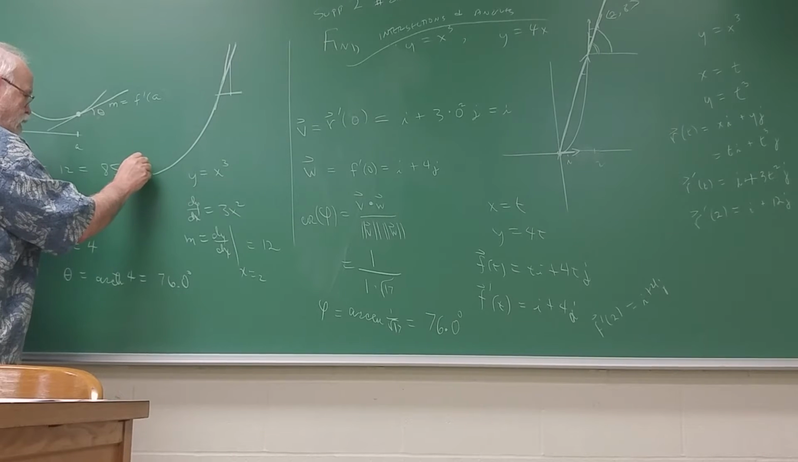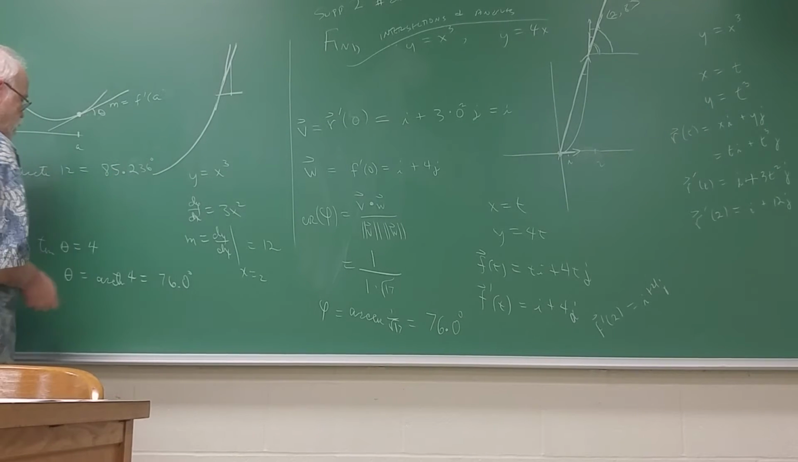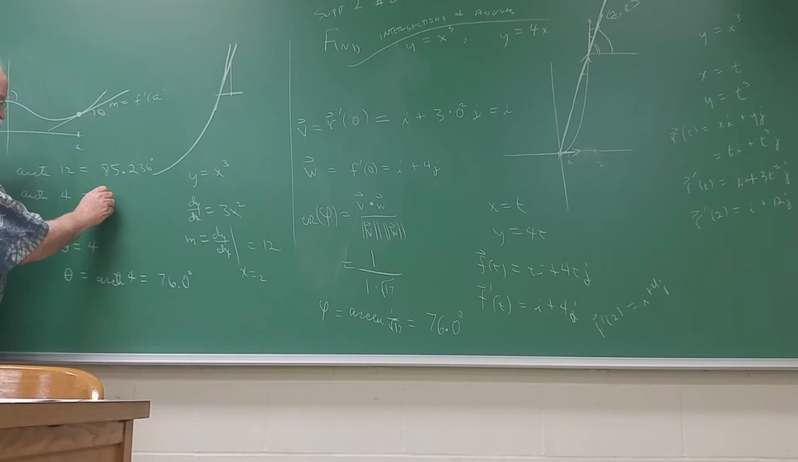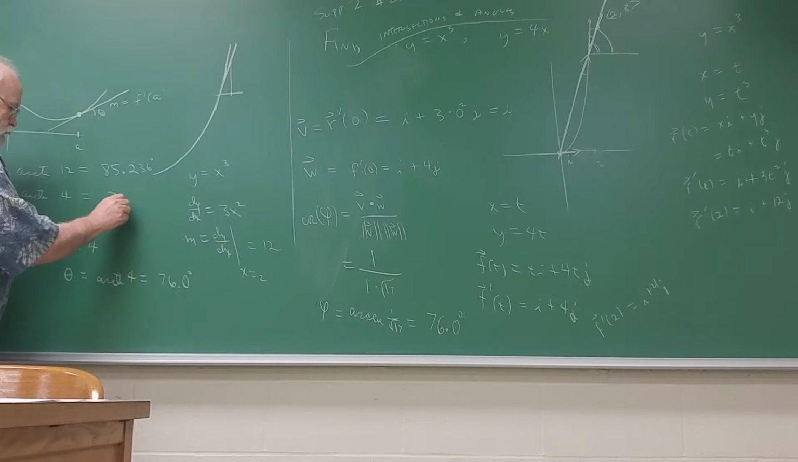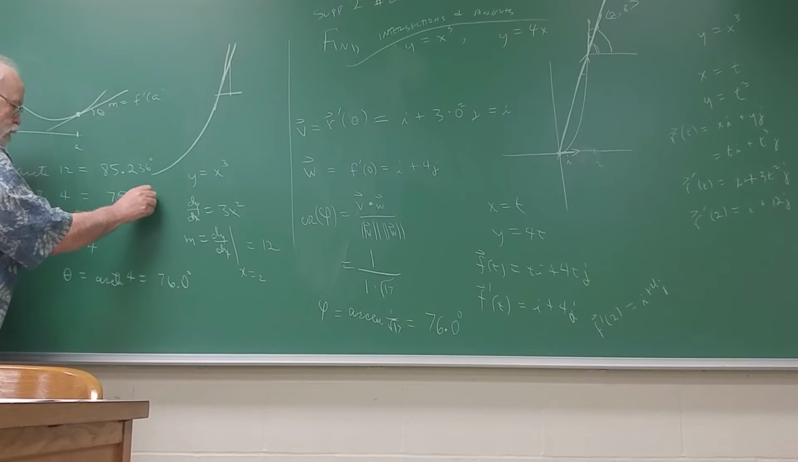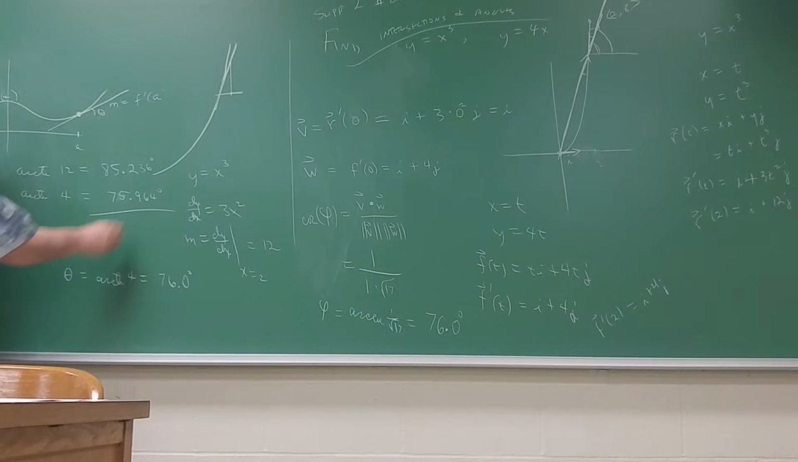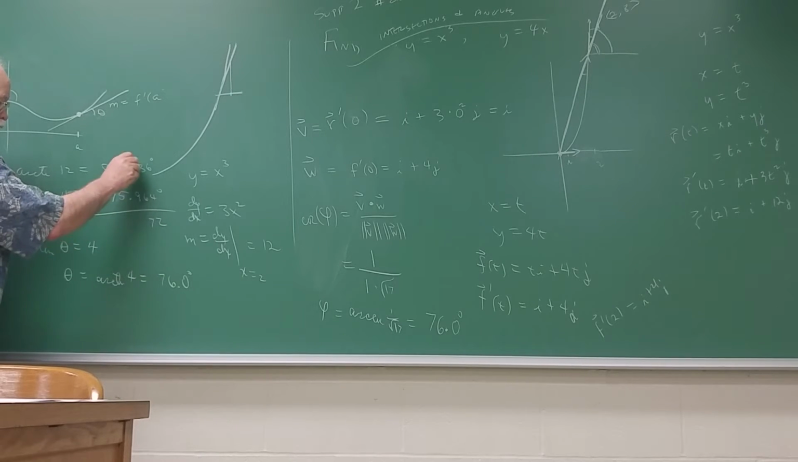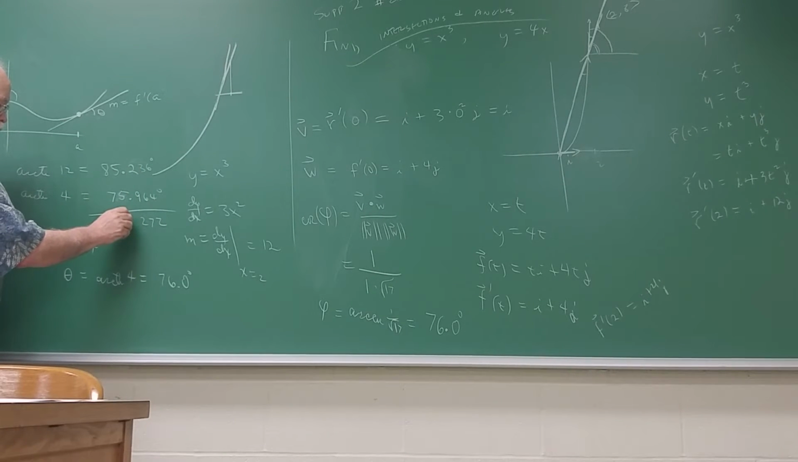2, 3, 6, that'll be enough. All right, and then the arctangent of 4 was 75.964. So when I subtract those, and I round it to one decimal place, I get 9.3 degrees.